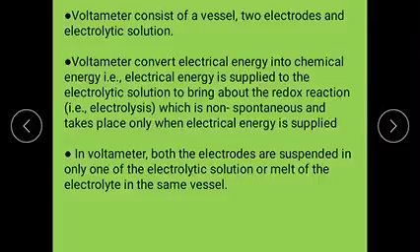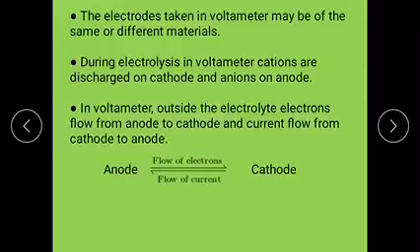Next, the electrodes taken in a voltameter may be of the same or different materials. Generally, platinum electrodes are taken in the electrolysis process.